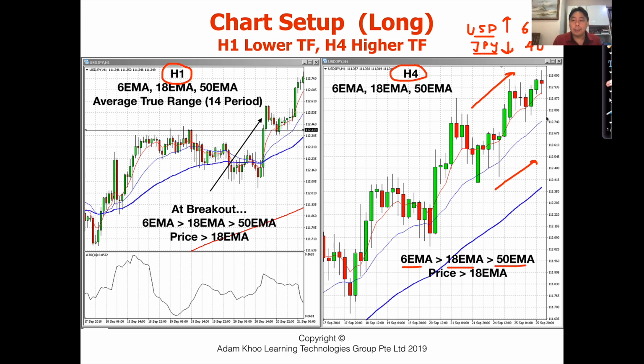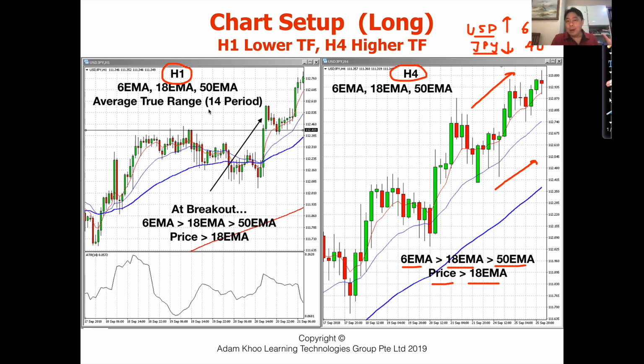So red line above blue line, above blue thicker line. And you want to see the price clearly above the 18 EMA, okay? So when you look at the higher time frame chart, you would definitely see that, because again, you're buying the strongest, selling the weakest, and you will see it on a chart that is going up very strongly. Now, if you look at the lower time frame is the one where we're looking for the exact setup, okay?